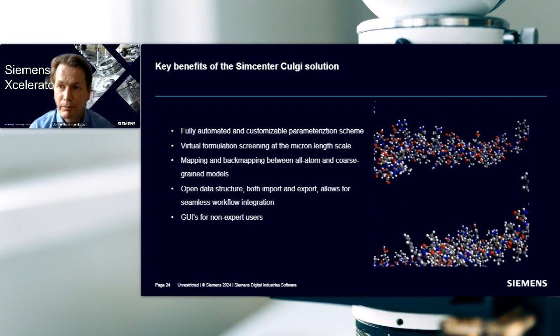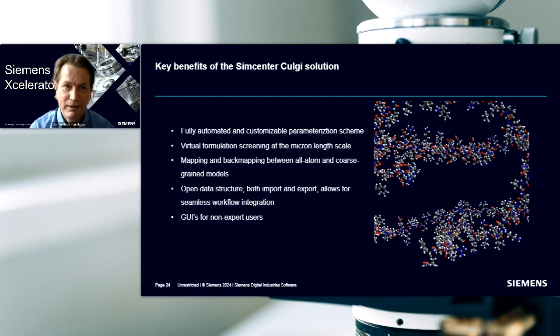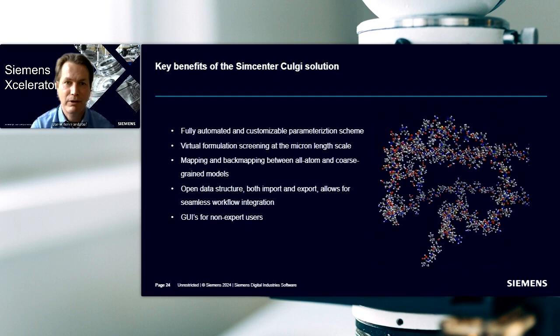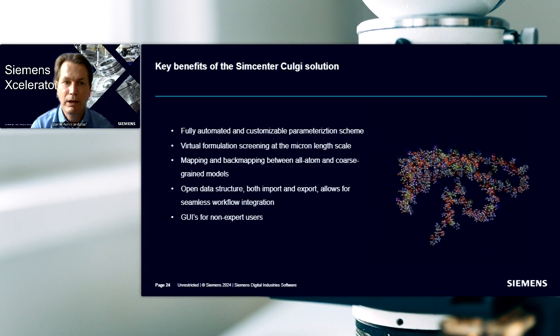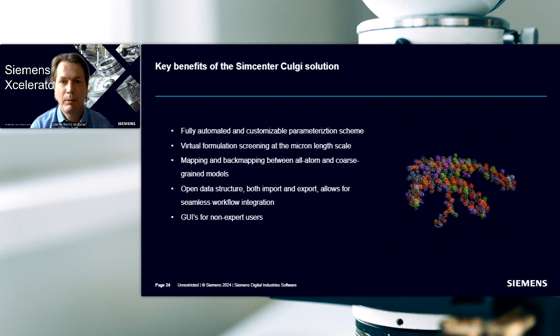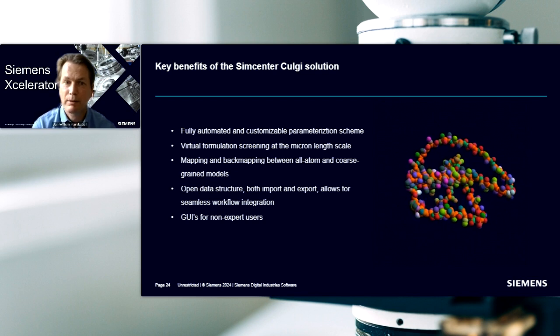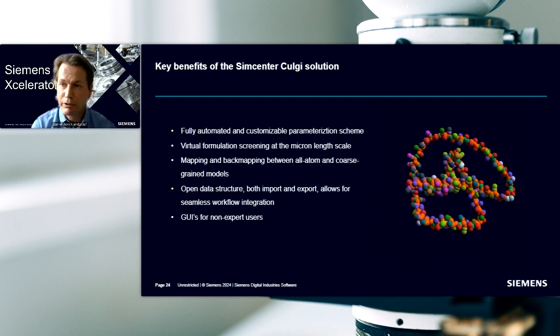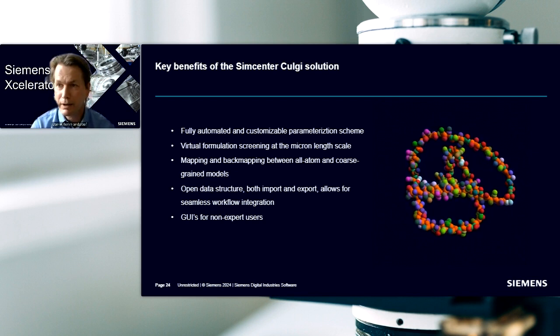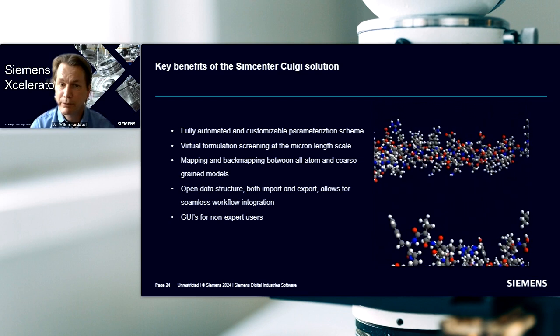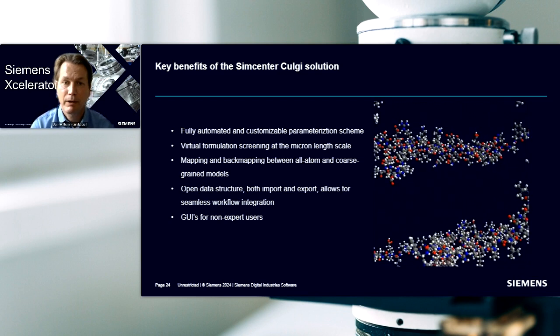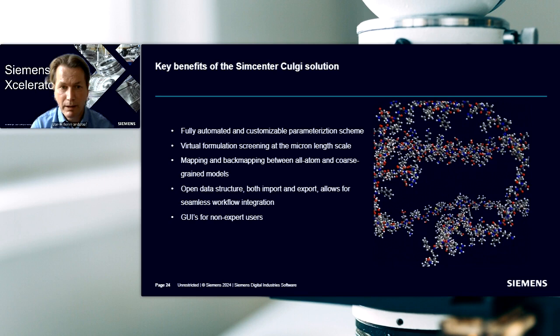So, summarizing in one slide, the key benefits of the Simcenter Culgi solution: you have a fully automated and customizable parameterization scheme that works for real proteins and biomolecules. You can do virtual screening at the micron length scale. You also have the possibility to map and backmap to all atom models and vice versa.